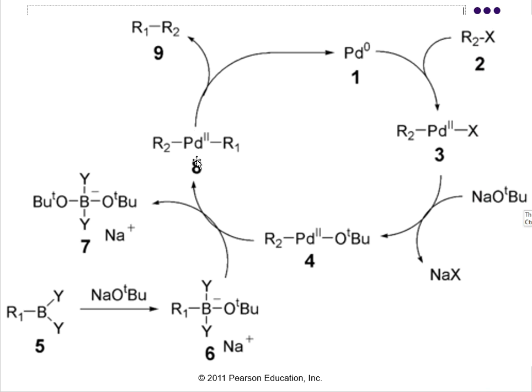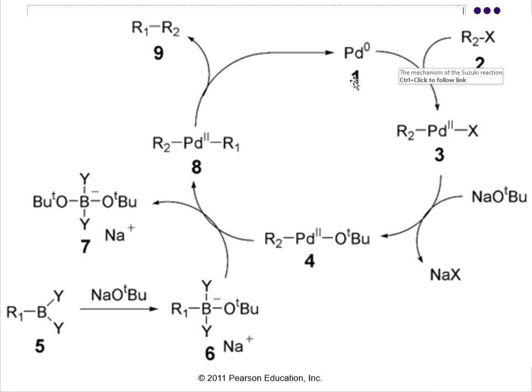We get 8, which is a palladium that has the two carbons connected together, and then we'll eventually get 9 when the palladium leaves. Also notice we start off with palladium at formal charge of 0. At the end of this process, it goes back to that, defining the proper definition of a catalyst. It can't get used up. It speeds the reaction up, but it cannot be used up.